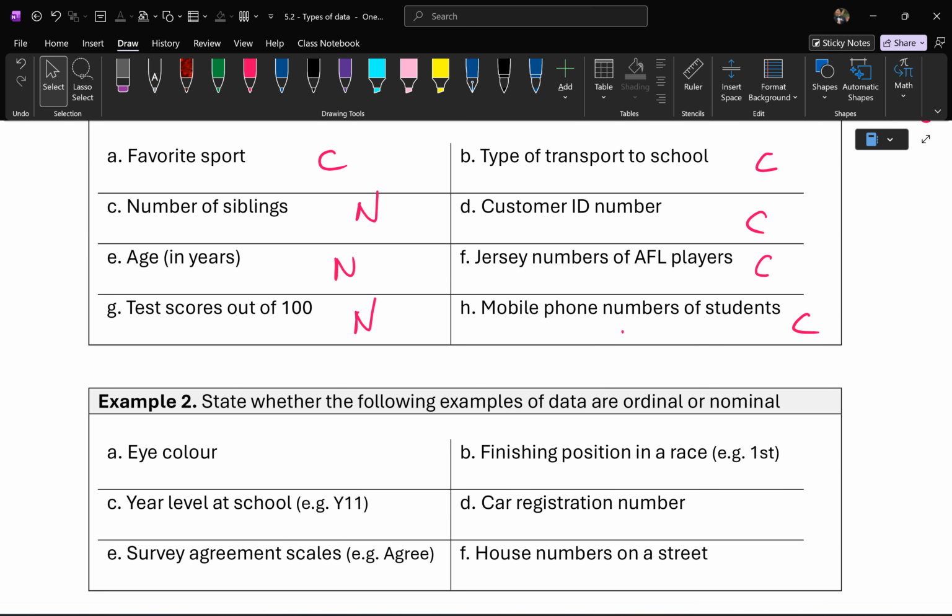So we know all of these are categorical. Every one of them is categorical. But which one is it? Does it have order or doesn't it have order?